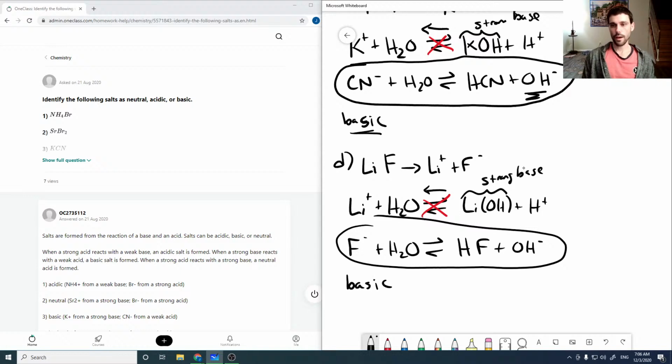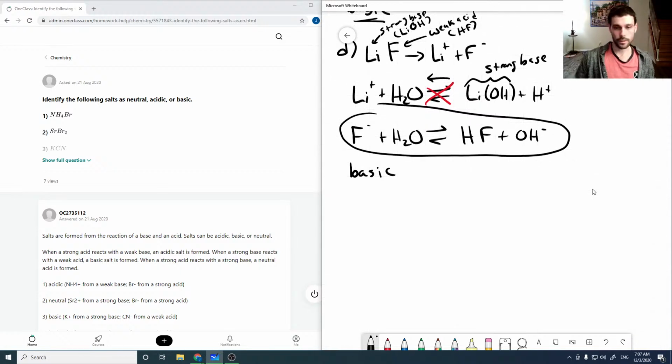And so again, this is from a strong base, which is LiOH. This is from a weak acid, which is HF. So this salt is formed from a weak acid and a strong base, so it's basic. Or we can just write out the chemical equations.